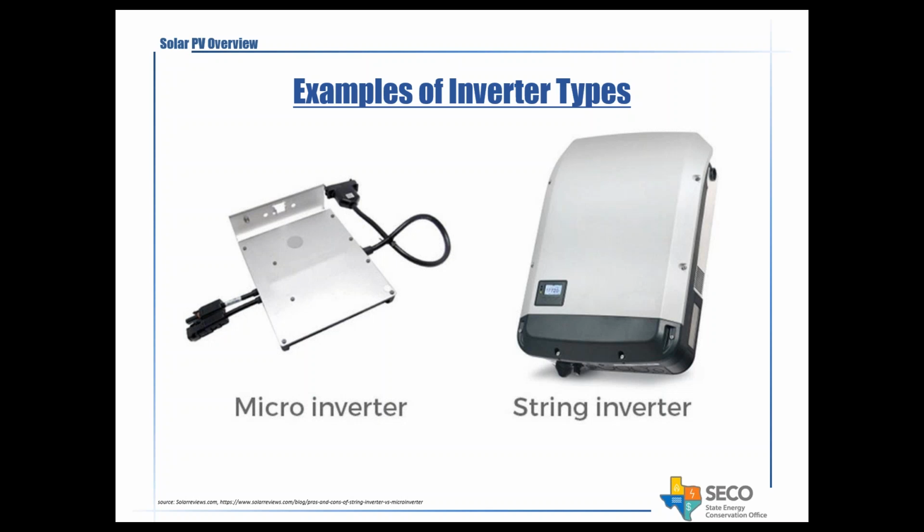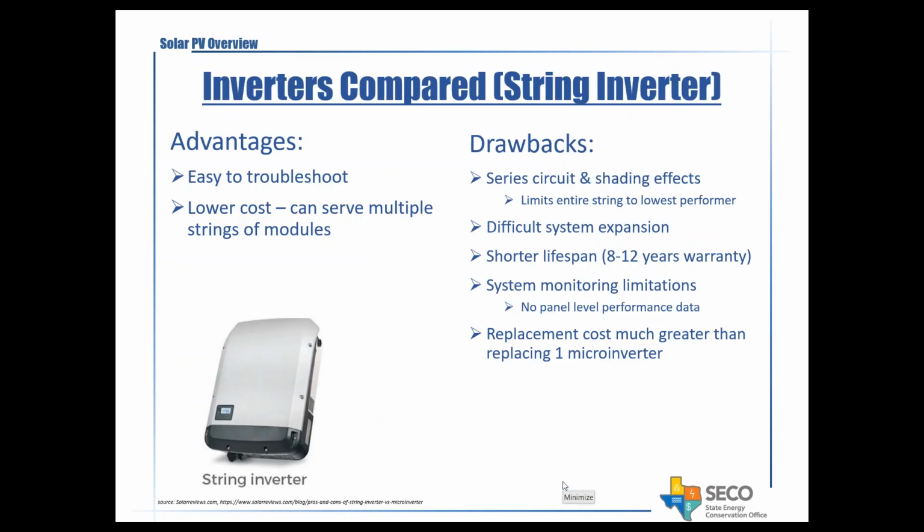The string inverters generally are a series of panels or a string and are typically located away from the PV panel arrays, and these are wired or configured in series. So to compare the two, there's some advantages and disadvantages. For a string inverter, this is easy to troubleshoot. If there are issues, then you'll know right away. There may only be a few inverters in your PV system, so you don't have to troubleshoot too many different things.